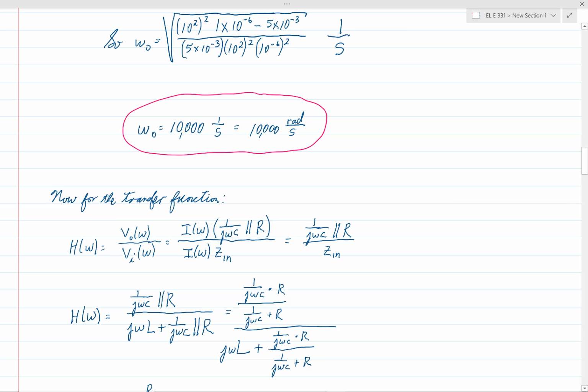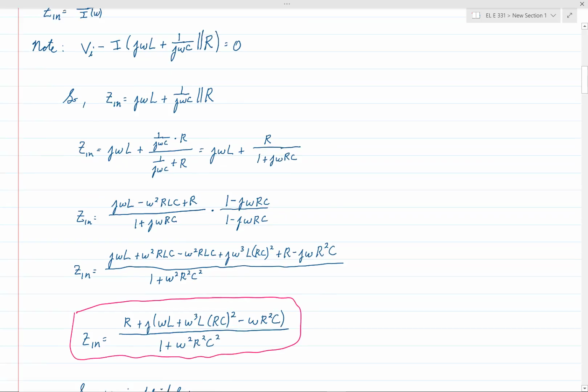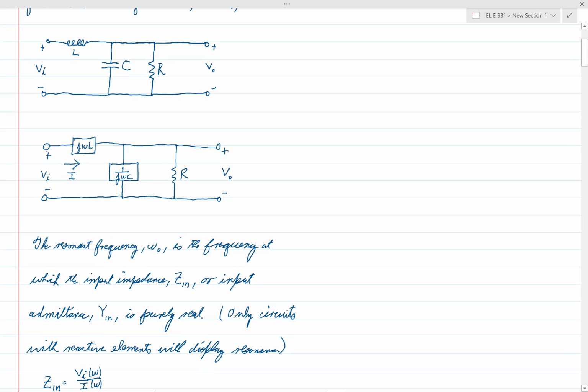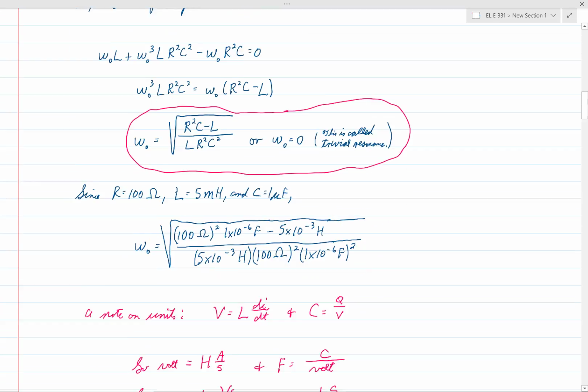Now in the second part, we wanted to find the transfer function. And let's look at the circuit again. So the transfer function is just VO of omega over VI of omega. And VO will be this parallel combination times I, and VI is equal to that parallel combination plus j omega L times I. This is just a voltage divider here, you notice. So let's see how this will go.